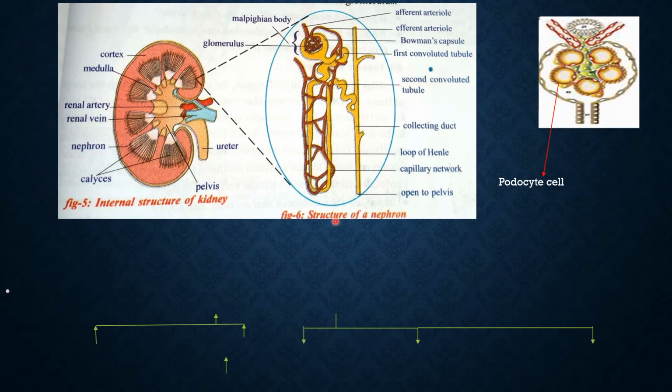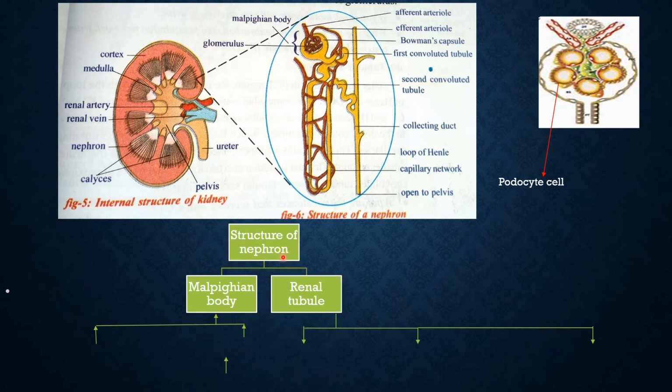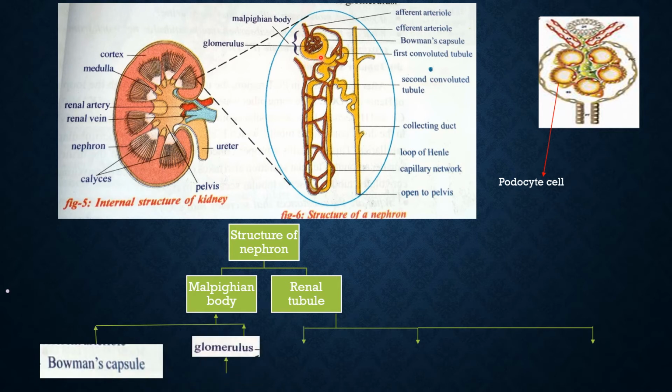Now let us see the structure of a nephron. Each nephron has basically two parts: Malpighian body and renal tubule. Malpighian body consists of a blind, cup-shaped end of the nephron called Bowman's capsule and a bunch of fine blood capillaries called glomerulus. The Bowman's capsule and glomerulus together are called Malpighian capsule or renal capsule.